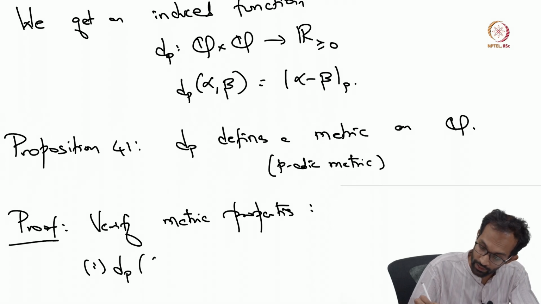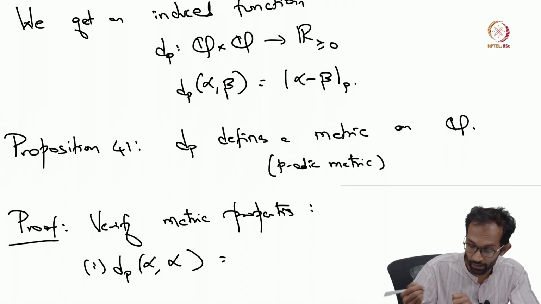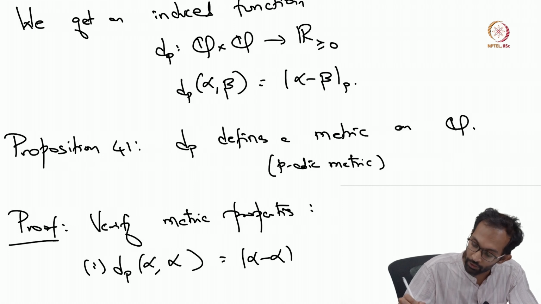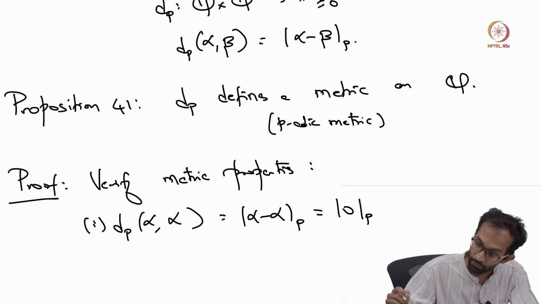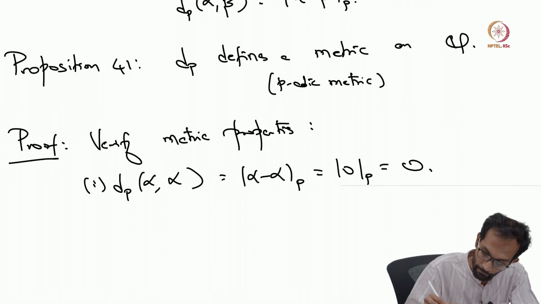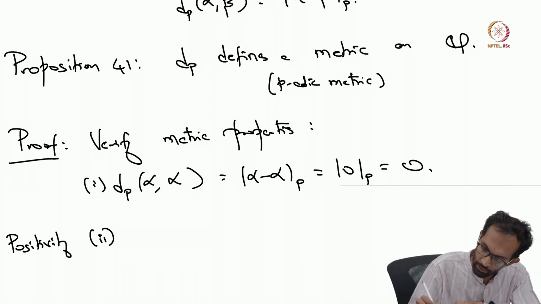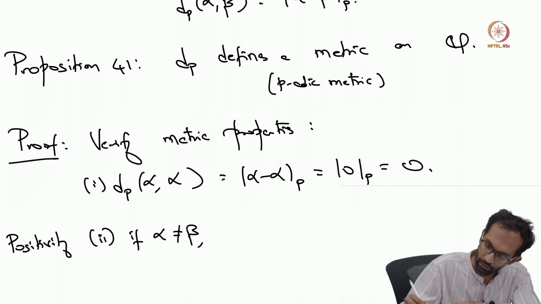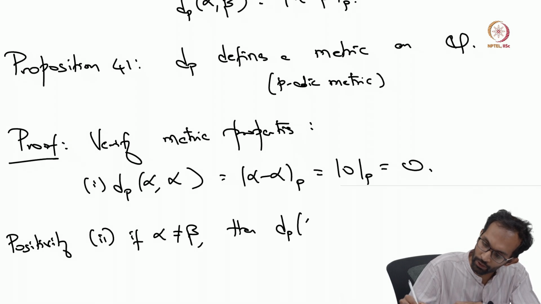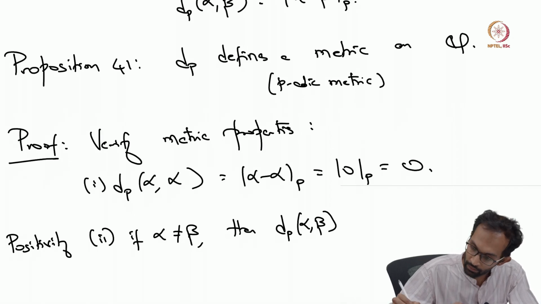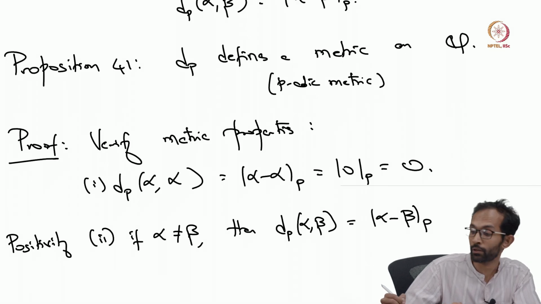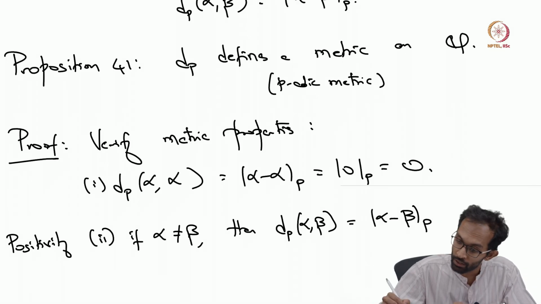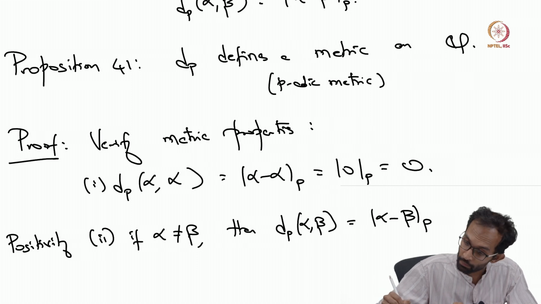If you have the same point, the distance between alpha and alpha is, you take the difference and compute the p-adic absolute value. That's just the p-adic absolute value of 0, which by definition is 0. And then you need to check positivity. So if alpha is not equal to beta, then you want to compute the distance between alpha and beta, which is the p-adic absolute value of the difference. But if alpha is not equal to beta, alpha minus beta is not 0. So the p-adic absolute value of alpha minus beta cannot be 0.